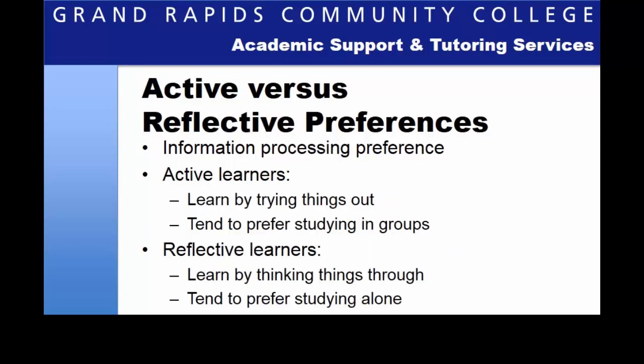The active versus reflective dimension looks at how learners prefer to process new information. Active learners prefer a hands-on approach to the learning process. These students like to try things out and, by doing so, figure out how they work. An active learner might disregard the instruction manuals when attempting to operate or put together a new purchase. These learners tend to prefer group work and group discussion in class and while studying.